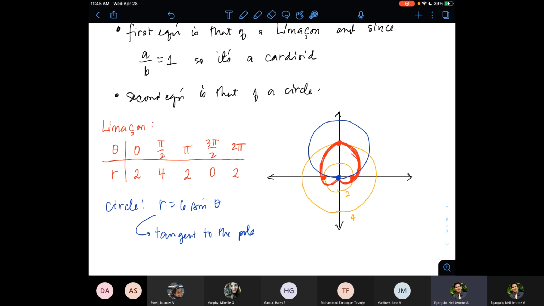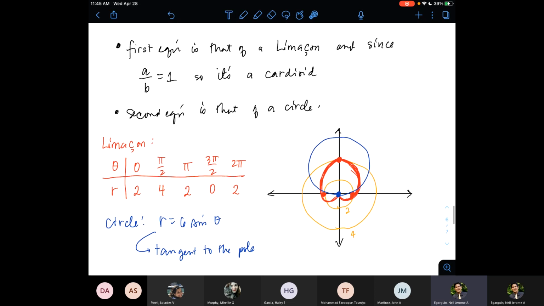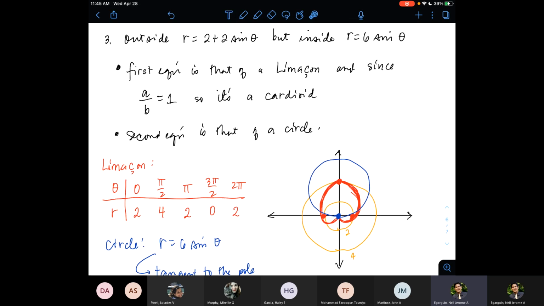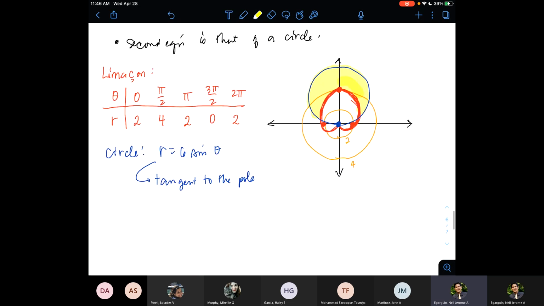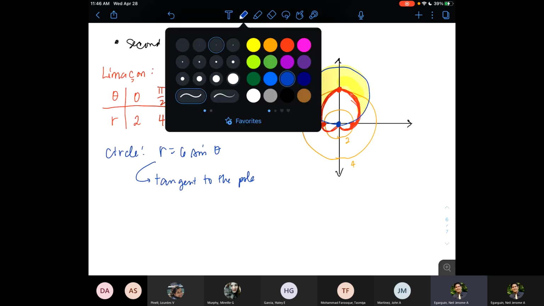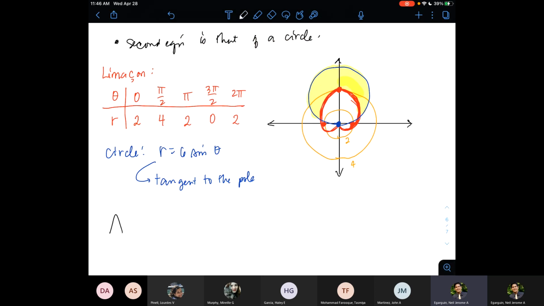All right. Now let's see the shaded region. The shaded region is outside the limaçon, but inside the circle. So basically, this is what we're looking at. Because it is inside the circle, but outside the limaçon, right? Okay, so that's our shaded region. And for the area, I need to do some integration, right? So we could do the integral of what?